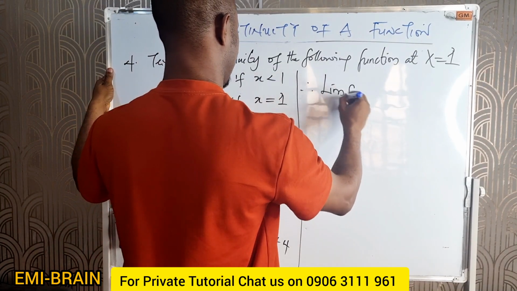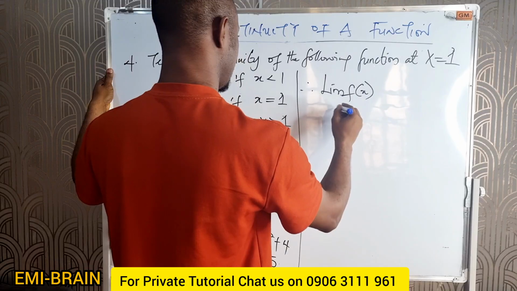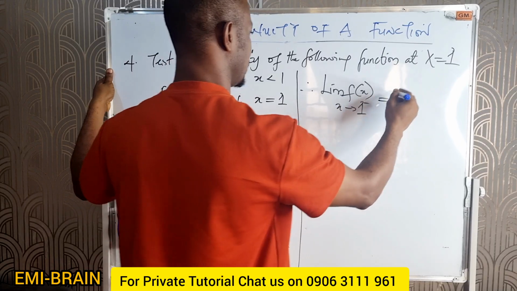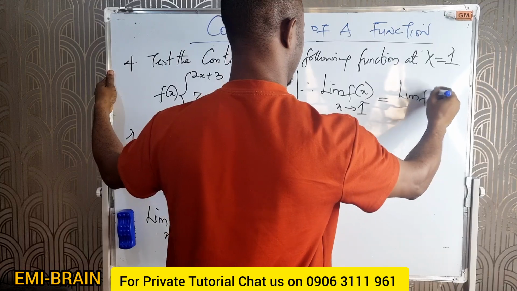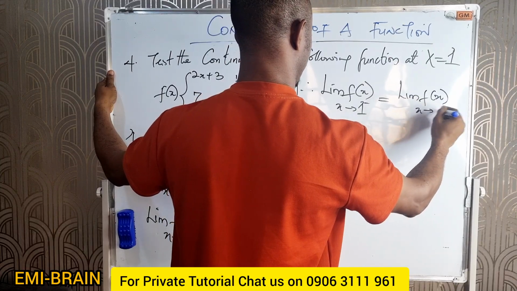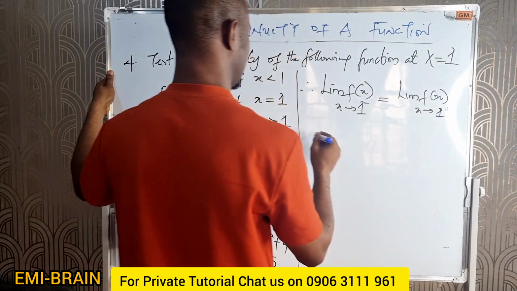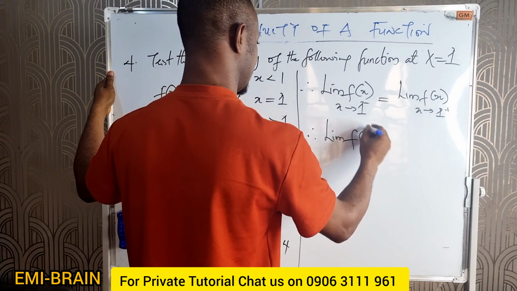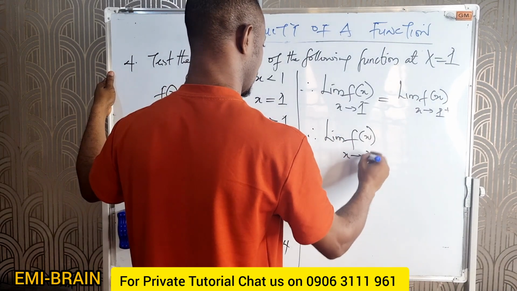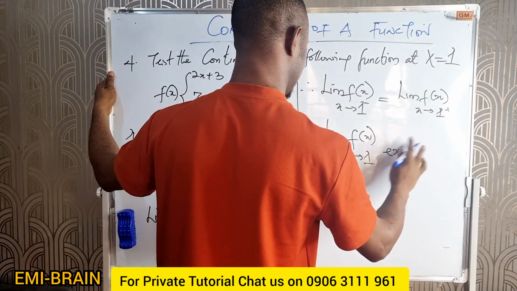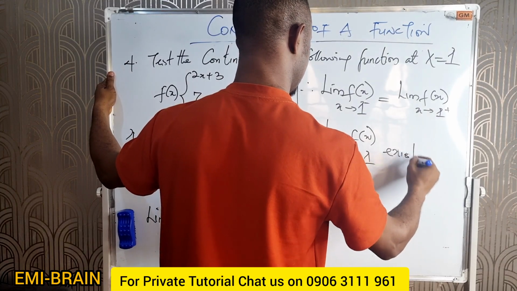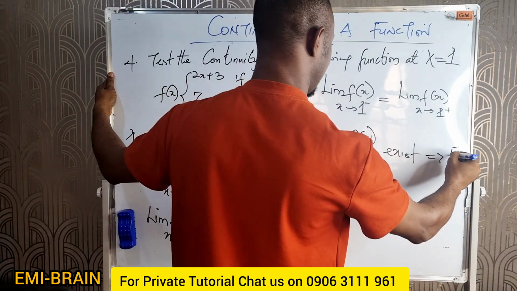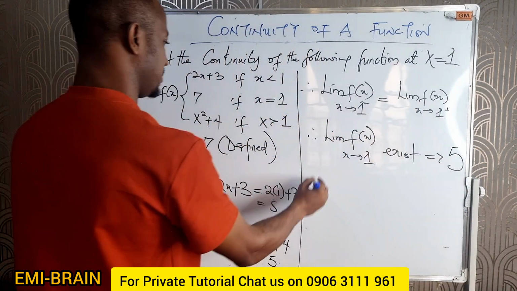The limit of f of x as x approaches 1 on the left-hand side equals the limit of f of x as x approaches 1 on the right-hand side. Therefore, the limit of f of x as x approaches 1 exists, right? It exists and is equal to 5. Good.